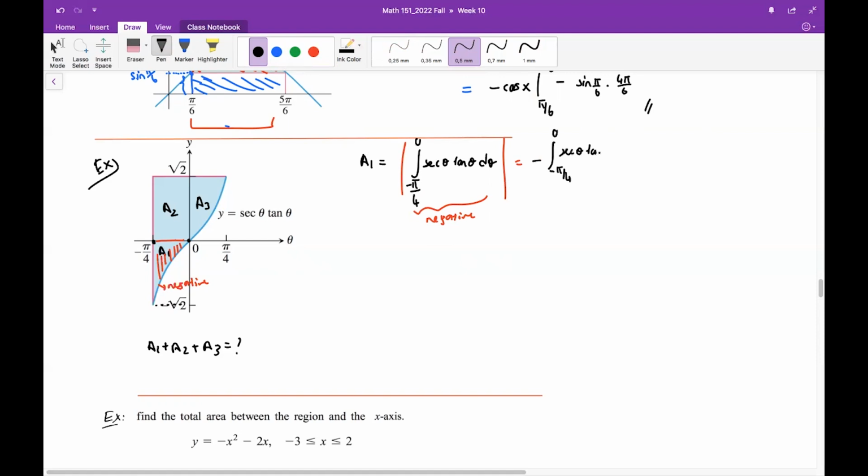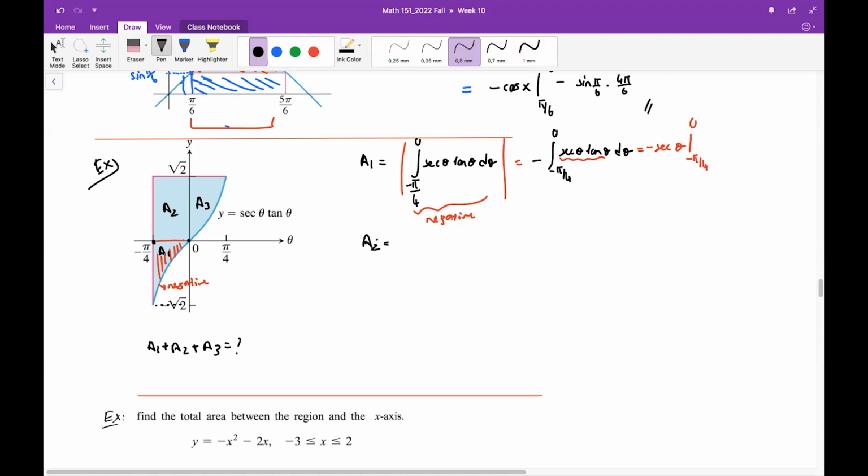Now we should consider the antiderivative of this function. So tell me a function whose derivative is secant times tangent. Okay. So it is in fact secant theta, right? The derivative of secant theta is exactly secant times tangent. So there's this extra minus sign here, from minus pi over 4 to 0. Okay, this is what A1 is.